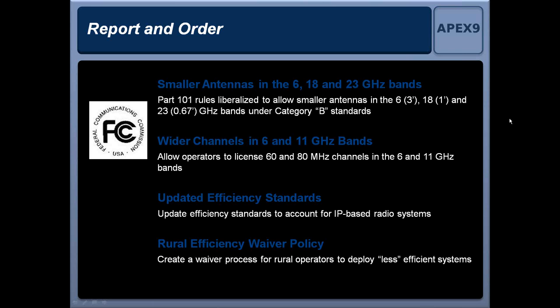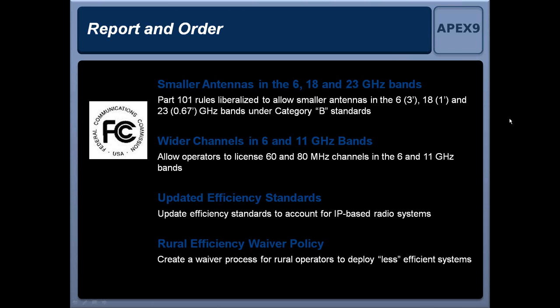A big development came about a couple years ago. First, they allowed for 3-foot dishes in the 11 gig bands. Then there were more adjustments or changes to the rules that allowed for even 2-foot dishes in the 11 gigahertz band. And today, 11 gig is probably one of the most widely deployed backhaul frequencies due to the channel size and the more advantageous range propagation characteristics of the frequency.